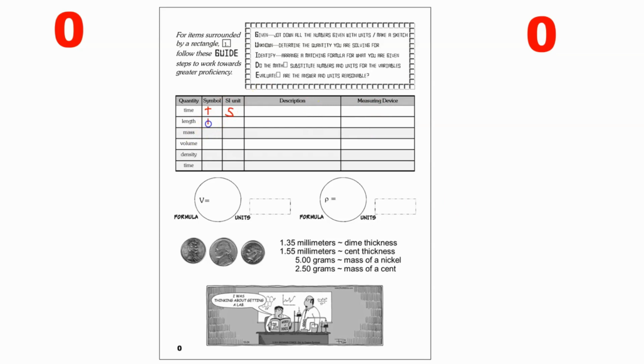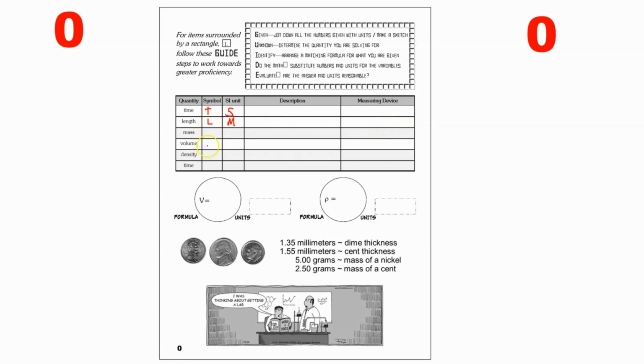Length, the symbol is L. The SI unit is a meter. The description of length is, you know, distance between 2 points, or from point A to point B. That would work. Whatever words work to help you remember what length is in your mind is fine here. The measuring device would be a meter stick. Ruler also would be acceptable.